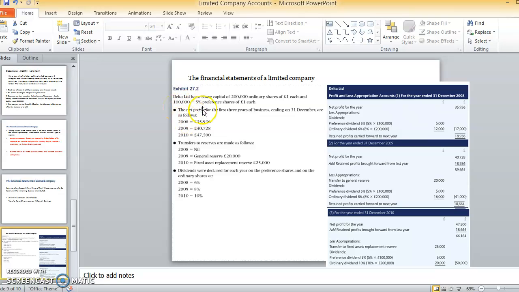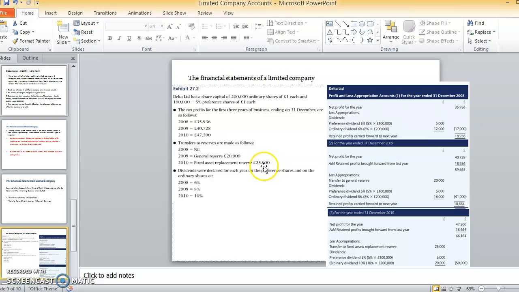Okay. Now the data here is that net profits for the first 3 years of business are given. 2008, 2009, 2010. These are the profits you made. The transfers to reserves are made as follows. So out of these net profits, how much did you transfer to your reserves? In 2008, nothing. In 2009, we transferred 20,000 to the general reserve. And in 2010, to the fixed asset replacement reserve, we put in 25,000. So let's say a company was planning to replace one of their fixed assets.